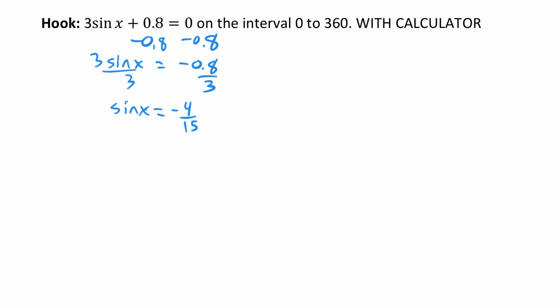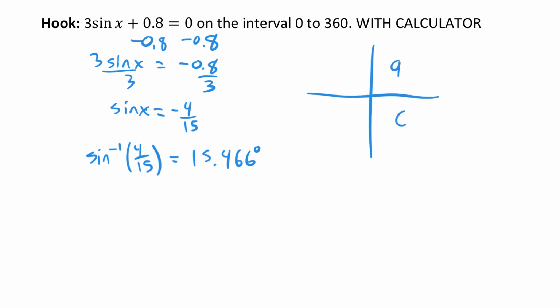Now we're going to go ahead and use sine inverse. And again, we drop the negative sign, so we just do sine inverse of 4 over 15. Make sure your calculator is set to degrees. And you should get 15.466 degrees. That's going to be your reference angle. And so again, using the cast rule, we're looking for a negative value, so that's going to be down here and here. Over here, we're going to have 180 degrees plus our reference angle. Over here, 360 minus our reference angle.